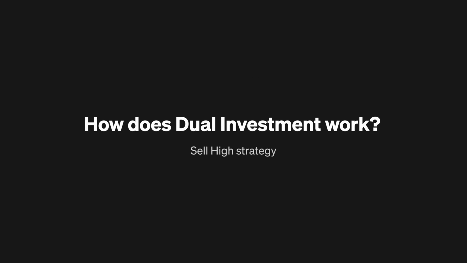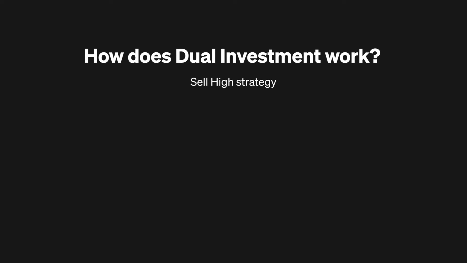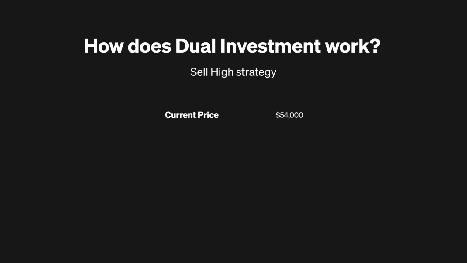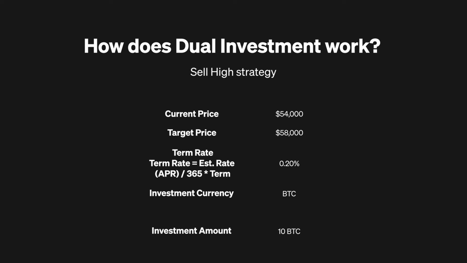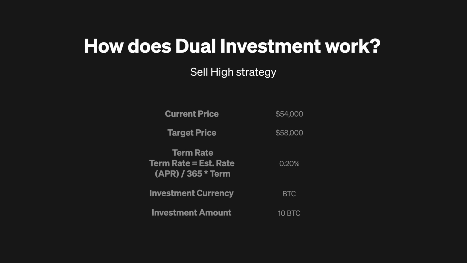With the sell high strategy, you can sell your desired crypto at the target price, which is set higher than the current market price. You can subscribe to this strategy using the crypto you want to sell. Let's assume the current price of Bitcoin is $54,000 and you wish to sell the coin at a target price of $58,000. You purchase a sell high strategy for 10 Bitcoin at a term rate of 0.2%. The following scenarios are possible.